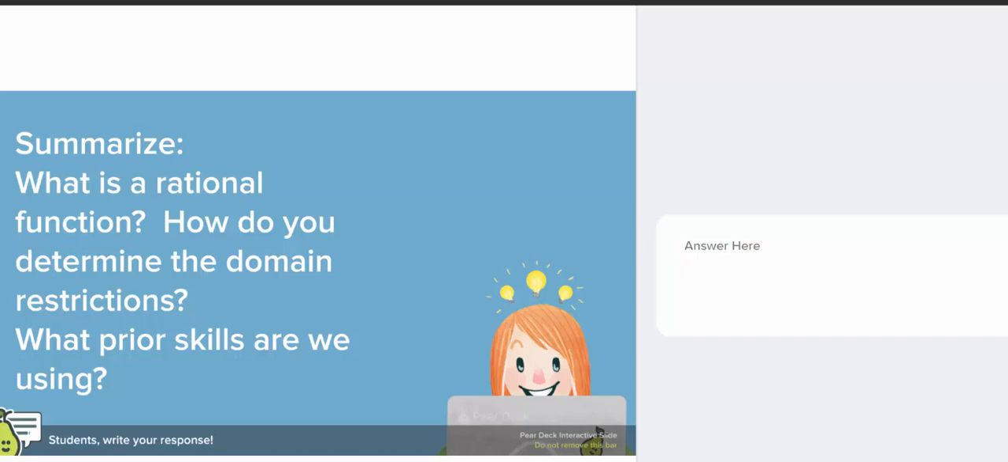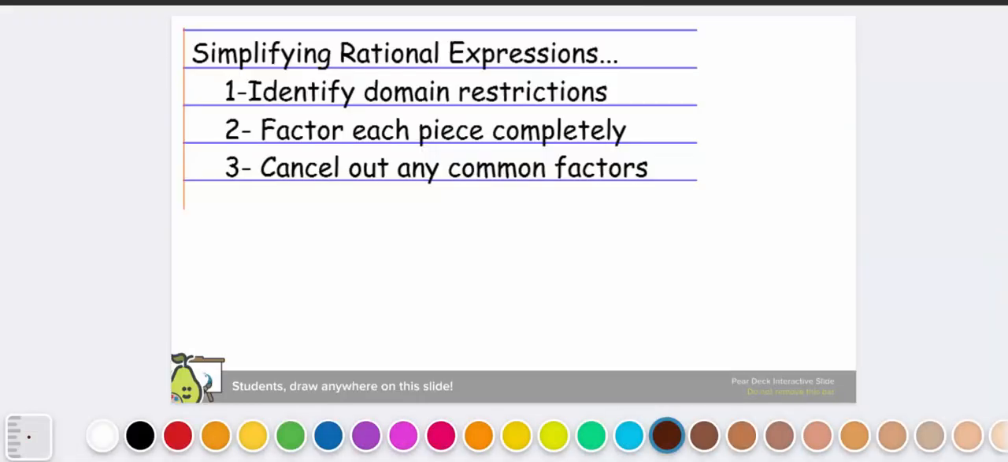So what did we have to do there? And what prior skills are we using? So if you have any of that information in there, just think about what in the world we're doing. So you might want to pause here. Alright, so you didn't pause anything.